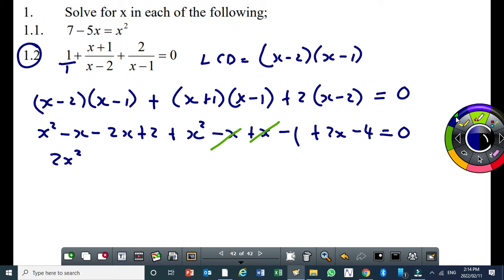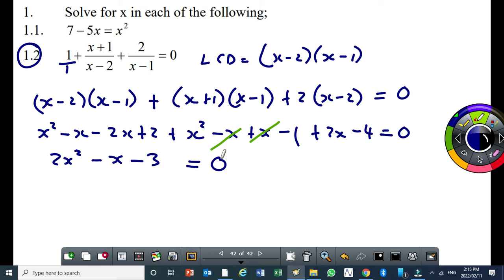No, it will give us minus x. This is minus 3x plus 2x, we get minus x. Then 2 minus 1 gives us positive 1, plus minus 4, we get minus 3. Is that what you got? Yes. Right. Now, you can factorize it if it can be factorized, but I'm not worried about factorization.